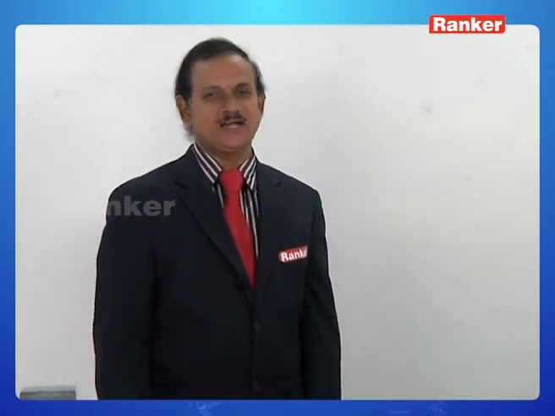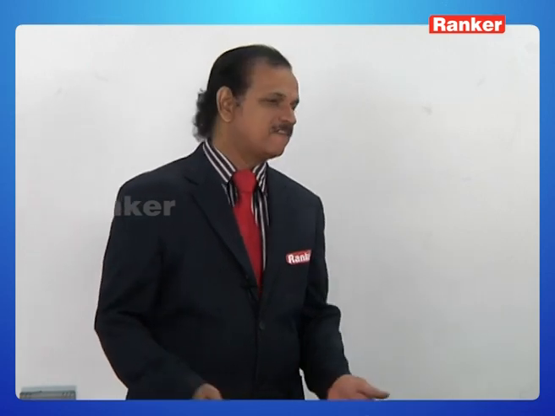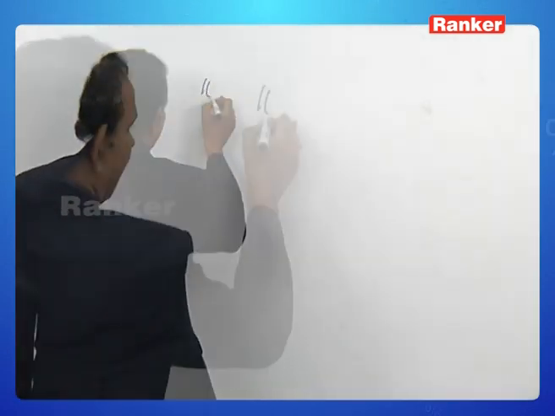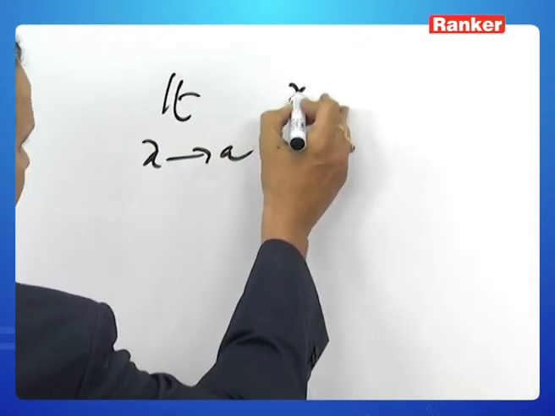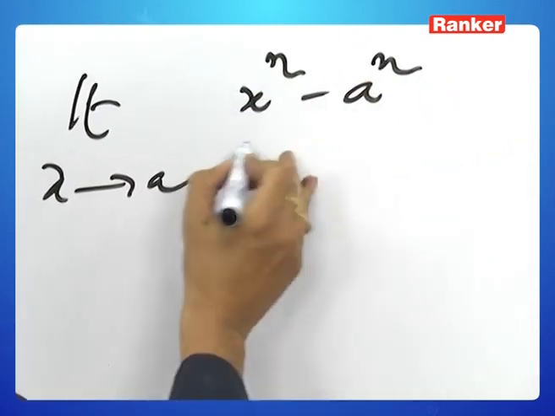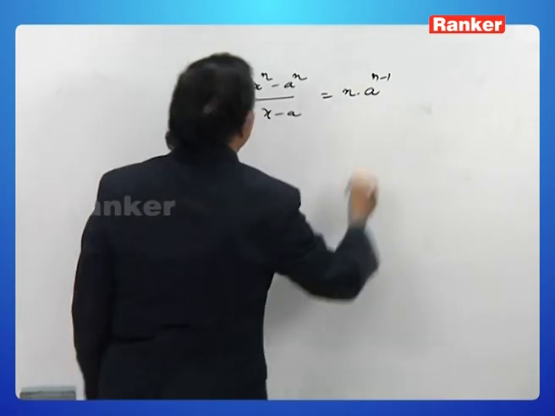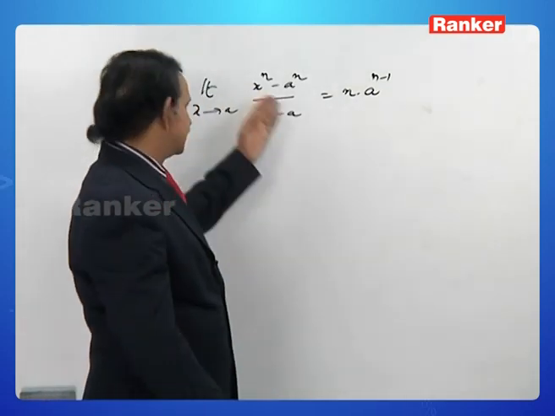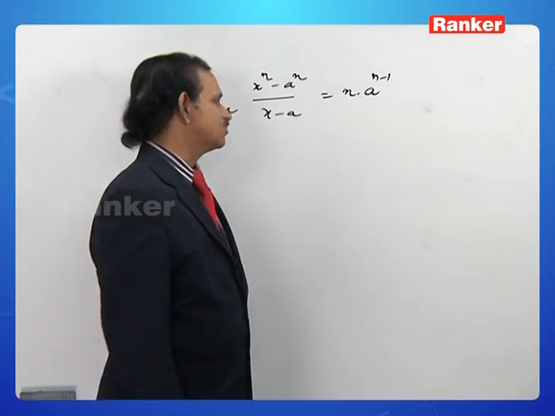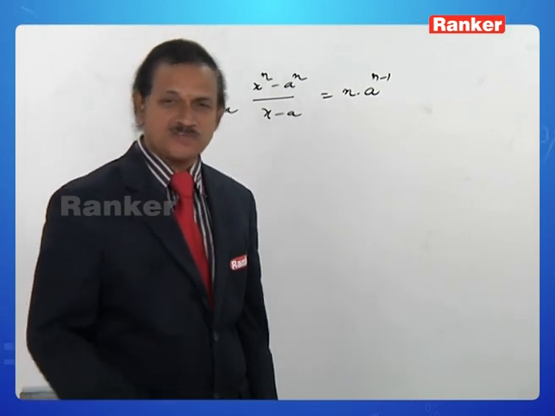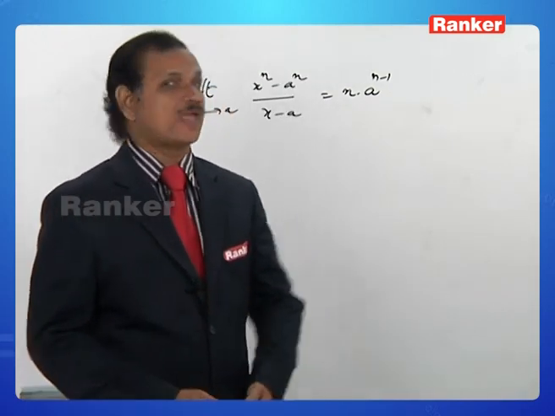Next one. We shall now discuss those limits in which standard limits can directly be used. If I speak of standard limits, the very first among them is a very famous limit: limit as x tends to a of (x power n minus a power n) by (x minus a) is equal to n into a power n minus 1. One of the most standard limits, whose proof is also known to everybody. The proof is also famous.